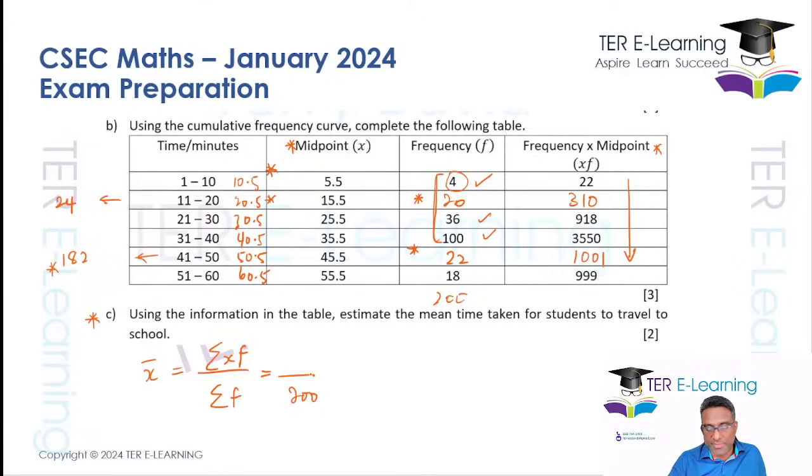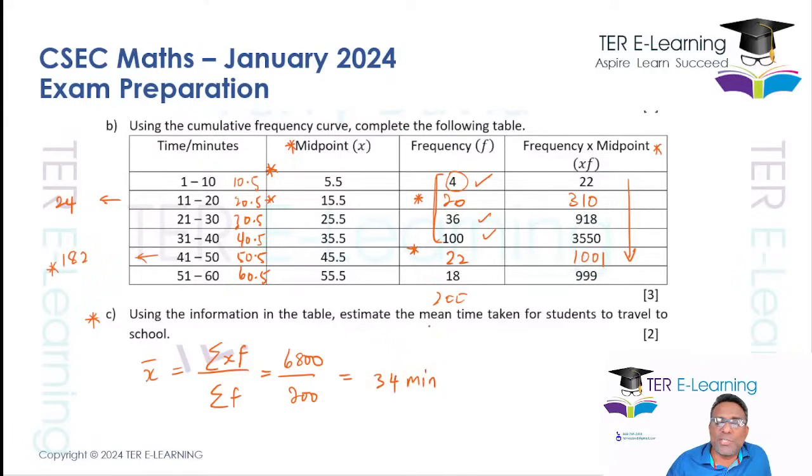So that's going to be 22 plus 310 plus 918 plus 3550. I'm getting 6800 divided by 200, and I'm getting a mean value of 34 minutes.